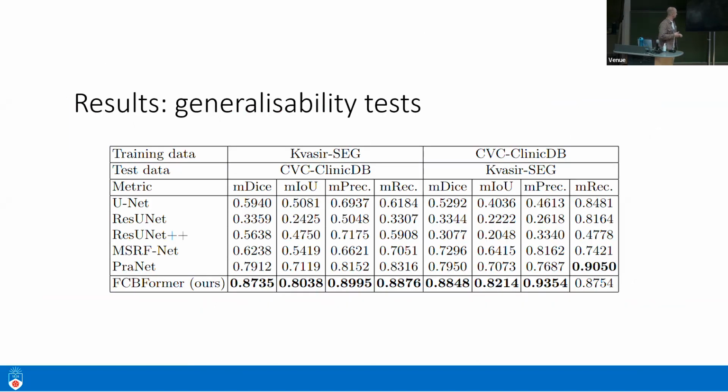Now onto the generalizability tests. Again, we see a significant improvement in performance with FCB former, with the majority of metrics in both cases of the generalizability test leading to better performance than the baselines.